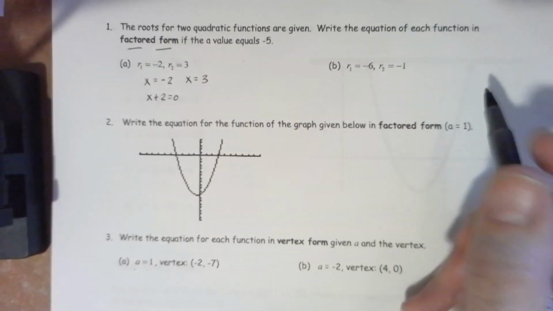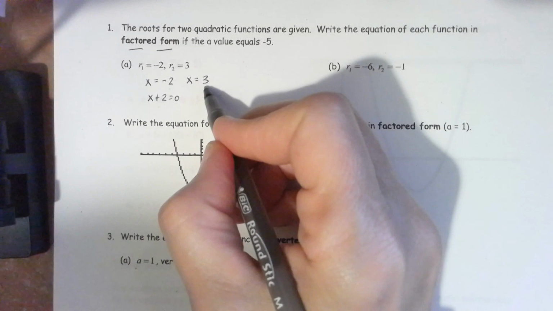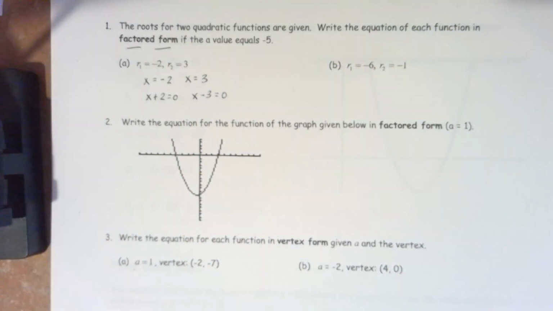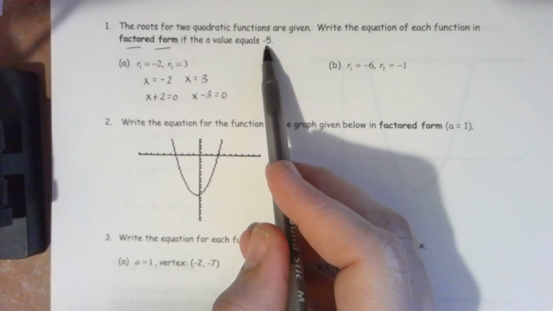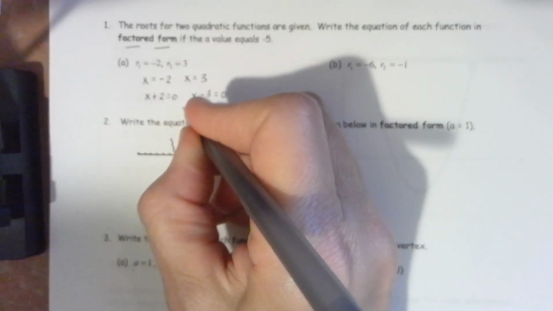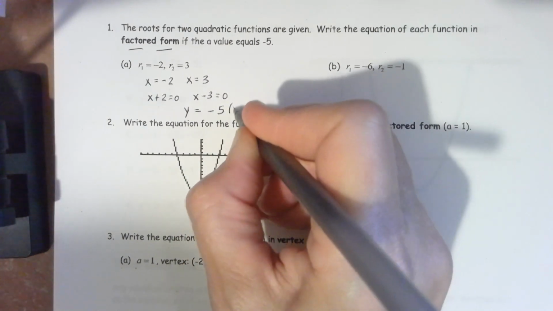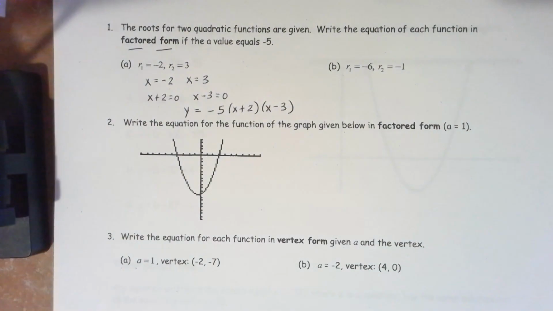And then for x equals 3, in order for that to be a factor set equal to 0, I have to subtract 3 from both sides. X minus 3 equals 0. Okay, now that I have my two factors, and I know my a value is -5, I can write my equation as y equals -5 times x plus 2 times x minus 3. That is in factored form.